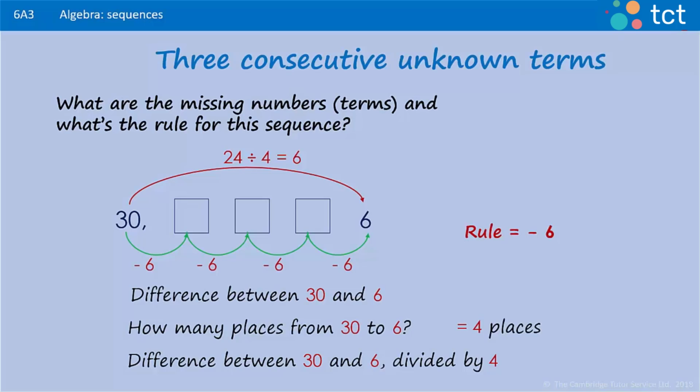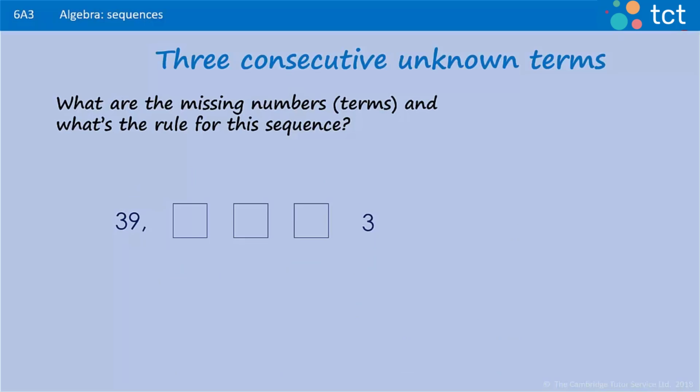30 minus 6 is 24, 24 minus 6 is 18, 18 minus 6 is 12, and 12 minus 6 is 6. And here's one for you to try. The terms are getting smaller, and there are 3 consecutive missing terms. Pause the video, have a go.